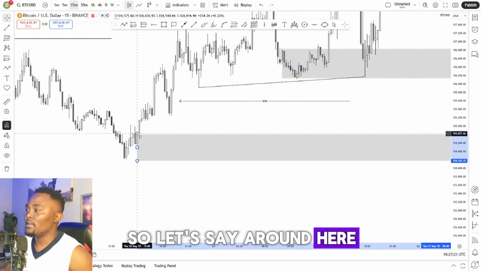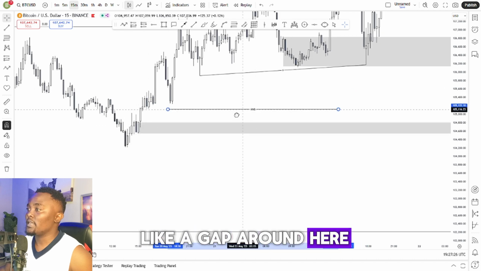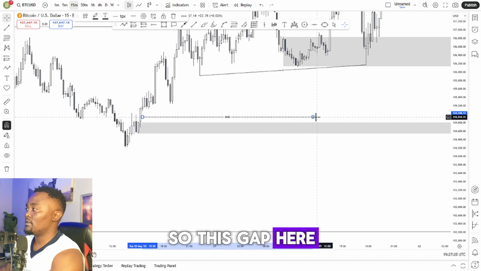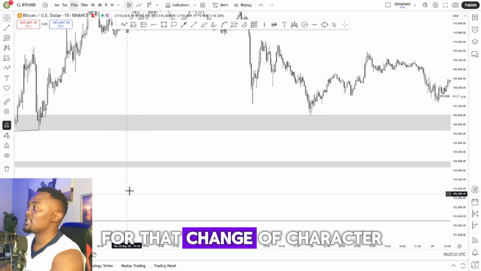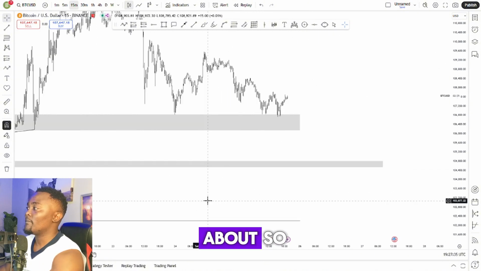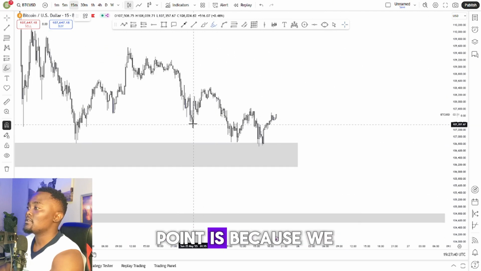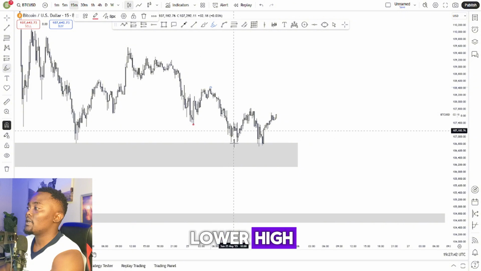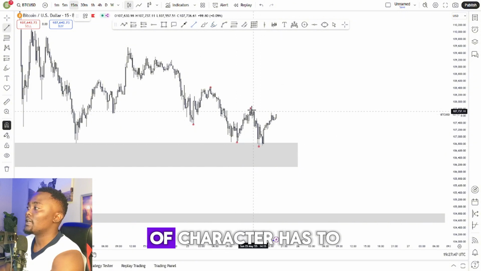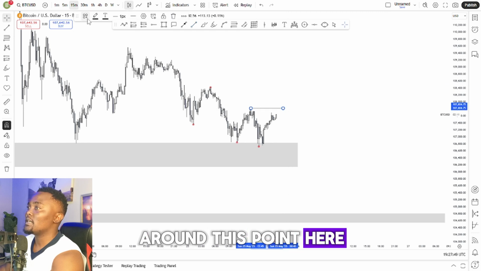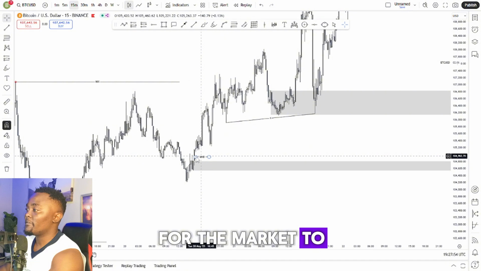So let's say around here, I'll be focusing on this candle here, just because there is a gap around here. So this gap here has to be filled. Then after it gets filled, that is when I'll be waiting for that change of character that I told you about. Let's say around this point, because we had the low, lower high, lower low, lower high, lower low, then the change of character has to come up around this point here. And if it doesn't come up, then I'll be waiting for what? For the market to fill this imbalance here.